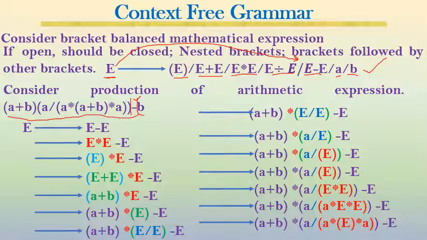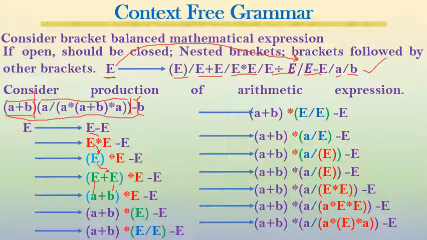Now in the first part, the leftmost part, we replace E with E asterisk E, because you can see that this part and this part are in multiplication. And again in the first E, you can see that the first part is in brackets, so I'm replacing this E with E in brackets. And then because inside the brackets there is A plus B, I'm replacing E with E plus E.